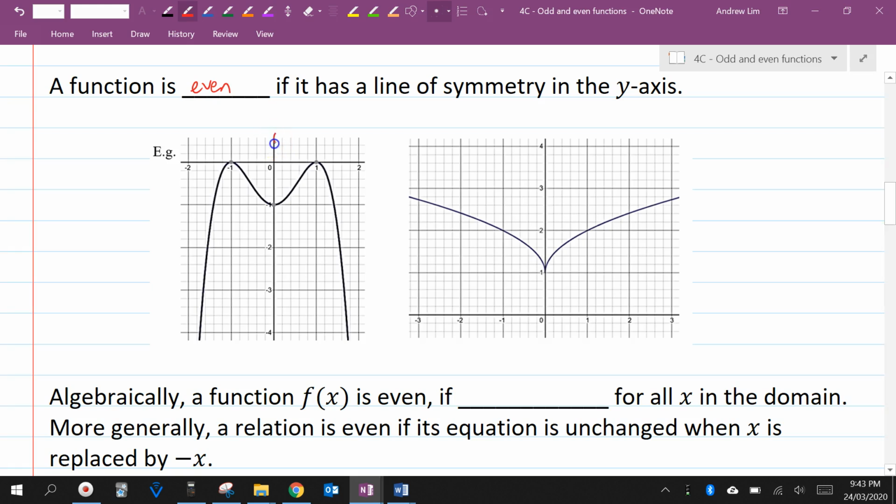Here are two examples. We have a look at this. Here's our y-axis. It's a mirror image, therefore it's even. Here's our y-axis. It's a reflection across the y-axis, therefore that graph is even. Okay, so if, for example, we had something like this, and let's just copy the second example, but we will move it across one. So if it looks something like this, that is not even because it does not reflect across the y-axis. It needs to reflect across the y-axis.